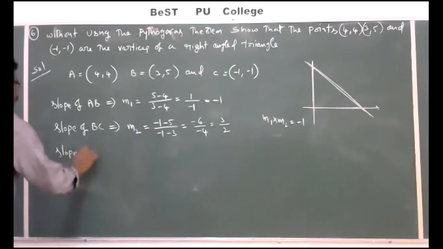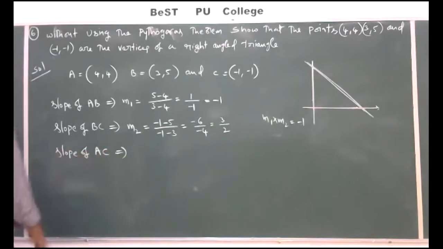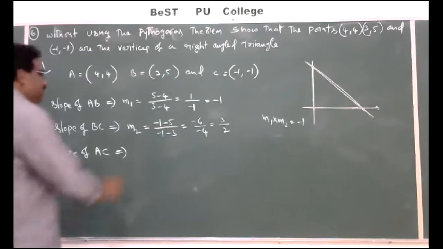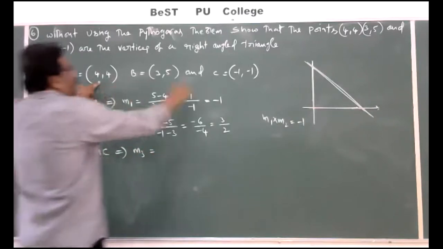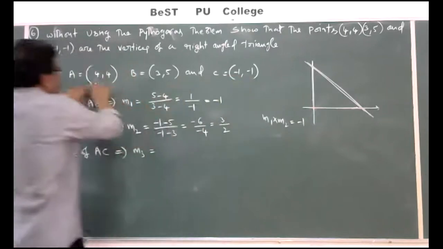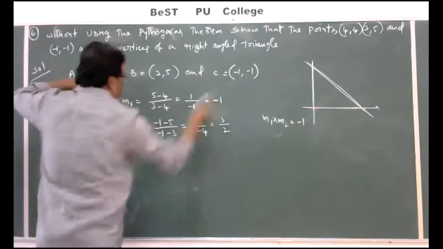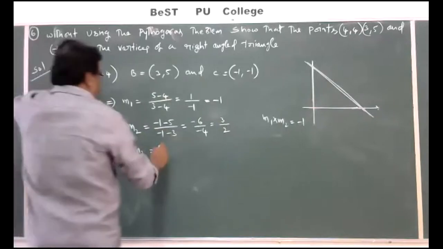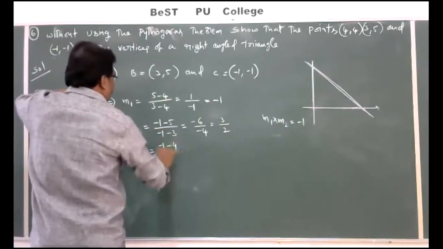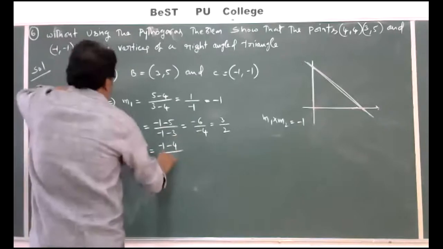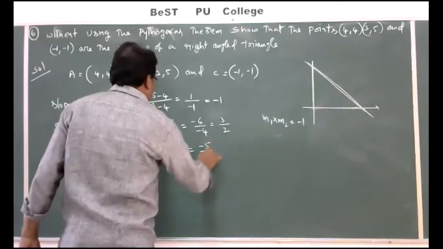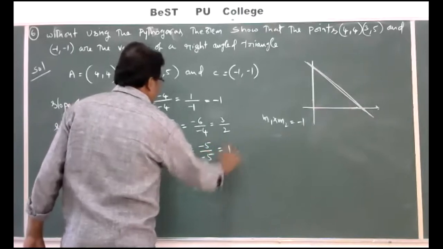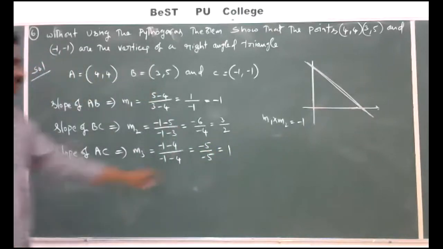Next, slope of AC, that is m3. So you consider A is x1 y1 and C is x2 y2. Again apply the formula y2 minus y1, that is -1 minus 4, by -1 minus 4, that is equal to numerator -5, denominator -5. Minus 5 cancels, that is equal to 1.